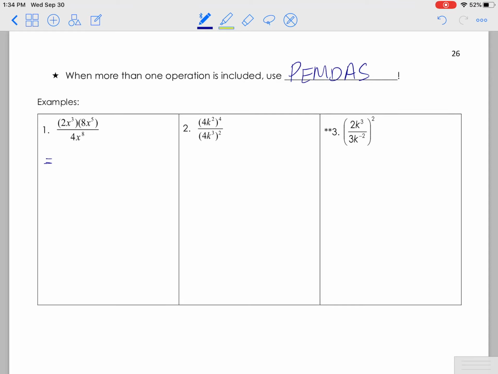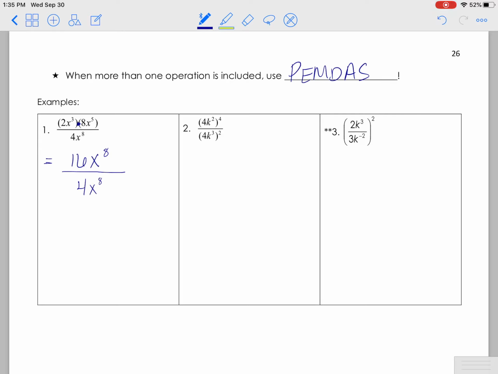Can't really divide just yet because I have multiplication happening here. So I'm first going to multiply out. So let's multiply that top piece out. So that gets me 16 x to the 8th, so I'm multiplying, so I'm going to add those exponents. Then I still have 4x to the 8th.